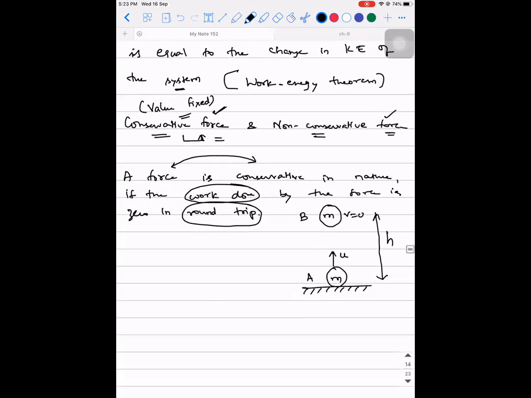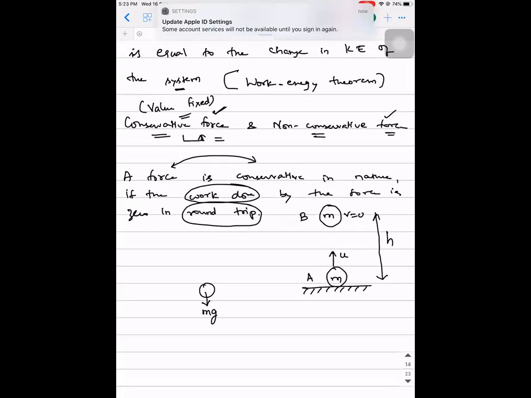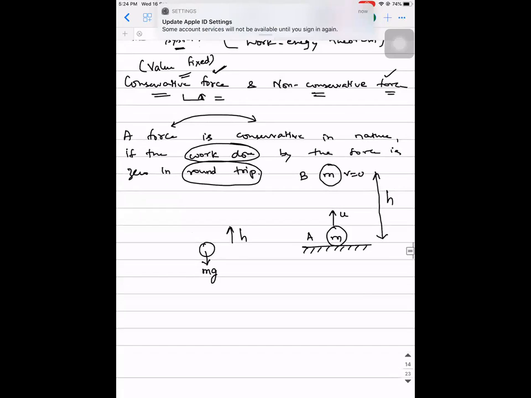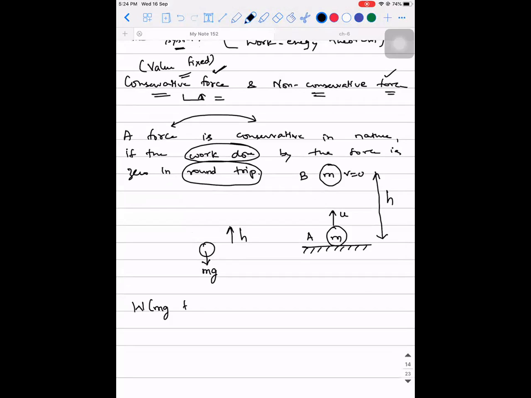Okay. So if I draw the free body diagram, then the only external force that is acting on the ball is mg. And the displacement of the object is in the upward direction. Now tell me, what is the work done by mg from A to B?